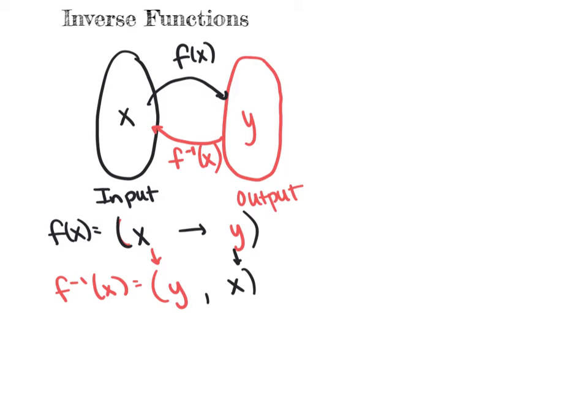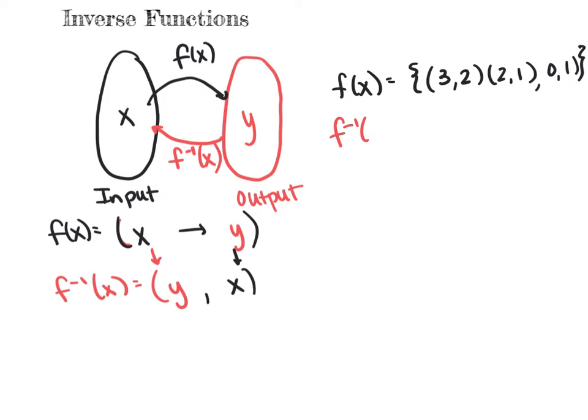So as an example, let's say we have a set of points for a particular function f of x. So let's say f of x has the points (3, 2), (2, 1), and (0, 1). Now, if I want to find the inverse of this function, f inverse of x, all I have to do is switch the points. So (3, 2) would become (2, 3), (2, 1) would become (1, 2), and then (0, 1) would become (1, 0). So this is the inverse.